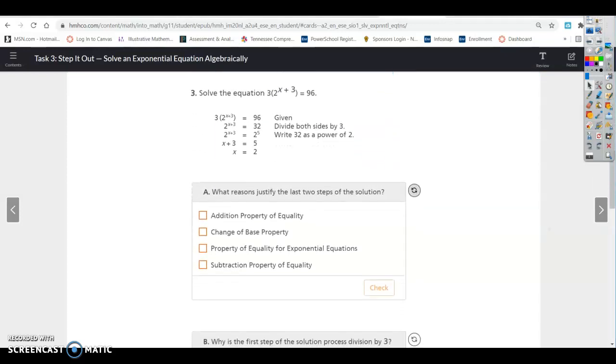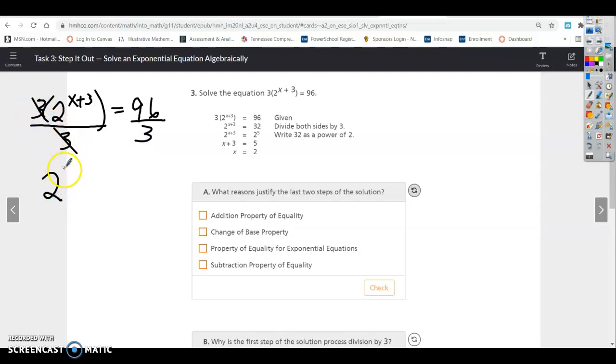All right, so it says solve the equation 3 times 2 to the x plus 3 power equals 96. So let's look at how we would solve this. Just like with absolute value and radical equations, you have to isolate your exponent first. So we're going to isolate that by dividing by 3 and getting rid of that first. So we're going to have 2 raised to the x plus 3 power, and then 96 divided by 3 is 32.